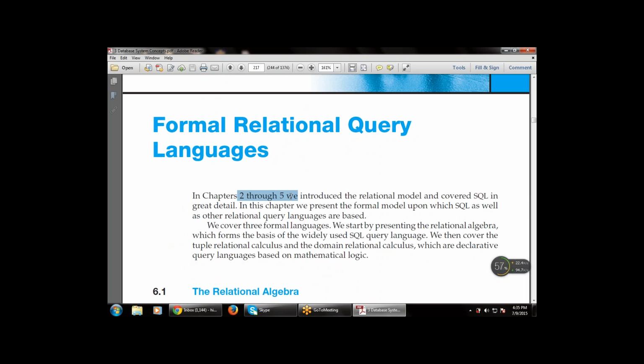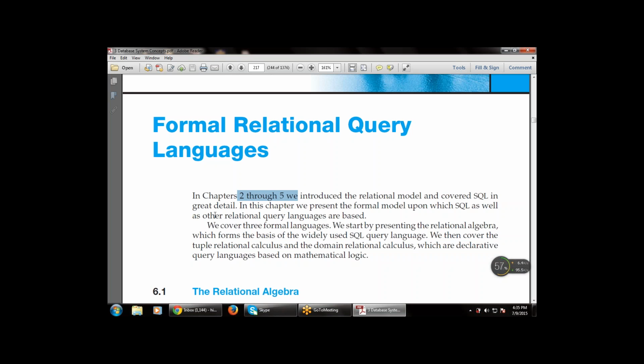In chapters 2 through 5, we introduced the relational model and covered SQL in great detail. In this chapter, we present the formal model upon which SQL as well as the relational query languages are based. So we model upon the SQL language, and we look at the various relational queries used with SQL. We cover three formal languages. That is, there are three formal languages.